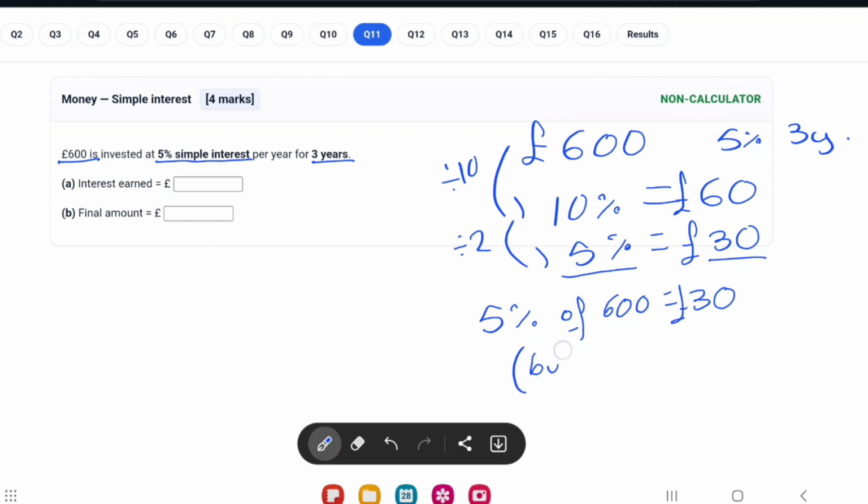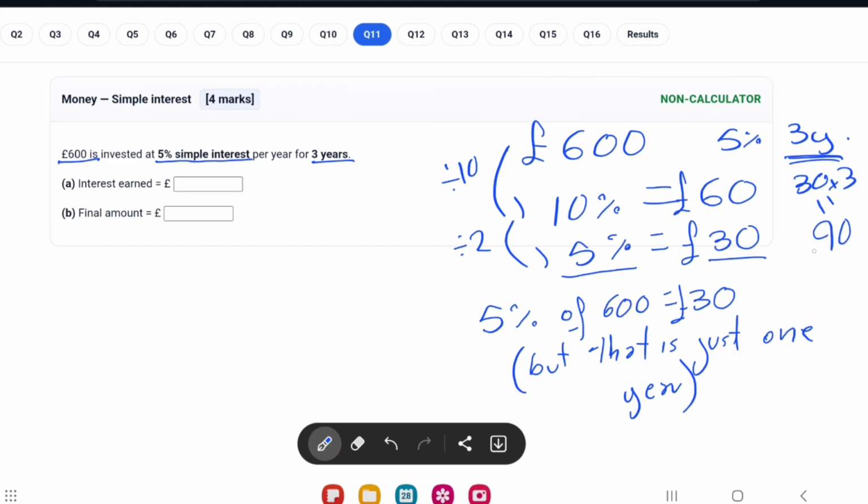Remember, you found 5%, but that is only for 1 year, and you are having this interest for 3 years. So if you got 1 year and you just need to do 3 years, the only thing that you need to do is times by 3. That's it. You got now the interest on 3 years. To find the final amount, the only thing that you need to do is take the initial amount, the 600, and add the interest on top of it, and that's it, you're done.